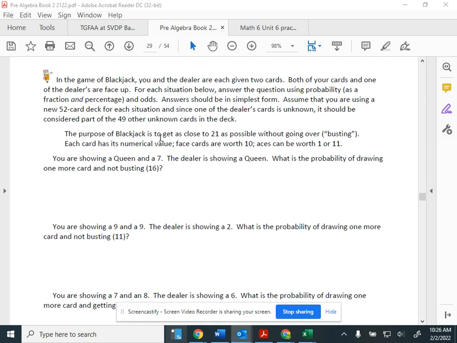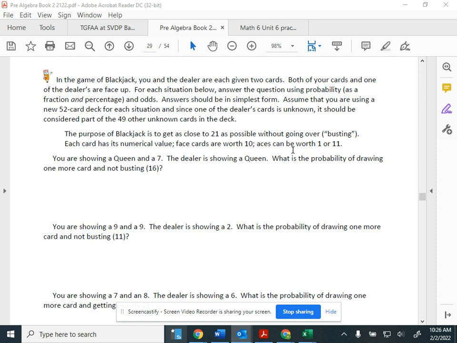Okay, the purpose of blackjack is to get as close to 21 as possible without going over 21. That's called busting. You don't want to bust. If you get 22, you bust and the dealer wins. Okay? So no matter what, if you bust, the dealer wins. Each card has its numerical value. Face cards are worth 10 points. Aces can either be 1 or 11.